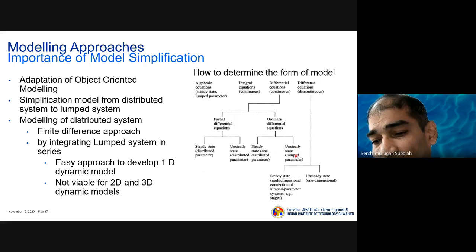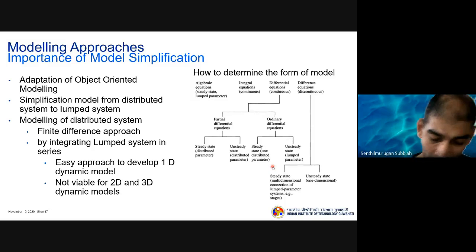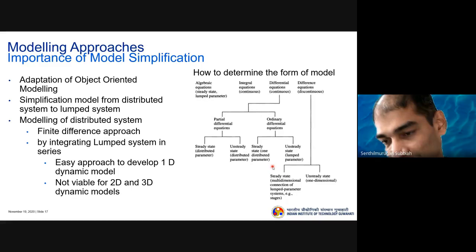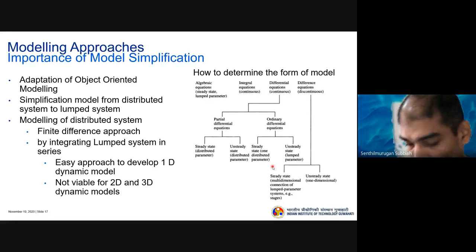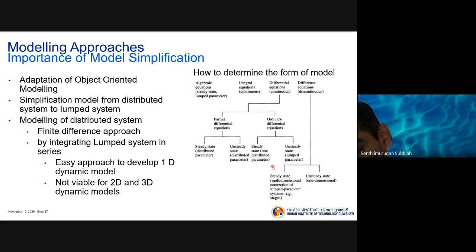Then when we talk about the ordinary differential equation, we can have either a steady state one distributed parameter. So what is one distributed parameter? It's a one-dimensional model, which is steady state. So we will have only dy by dz or dr. The other one, unsteady state lumped parameter, where there is no distribution, it is a simple continuous stirred tank model, where there is no variation in the coordinates. Here we will see only dy by dt is equal to the RHS. This we call the ordinary differential equation.